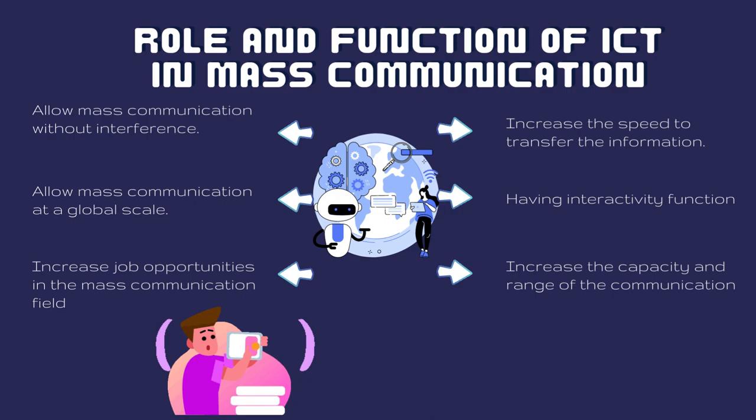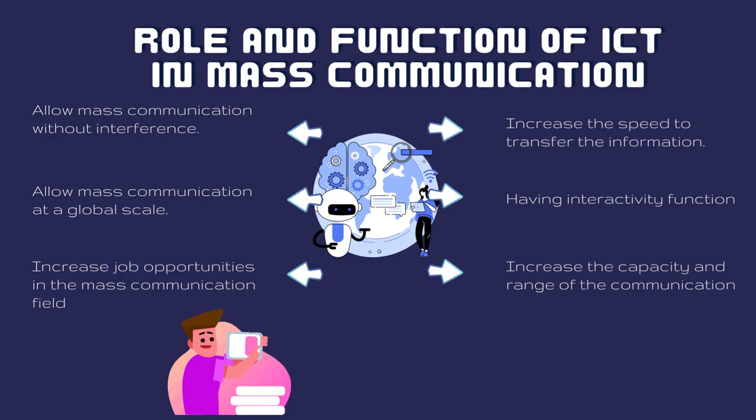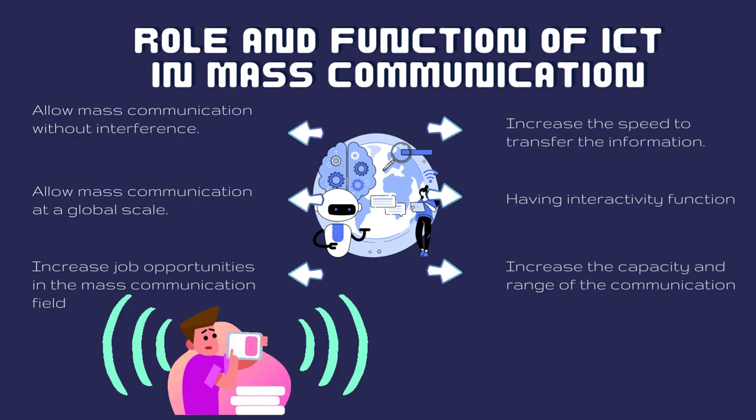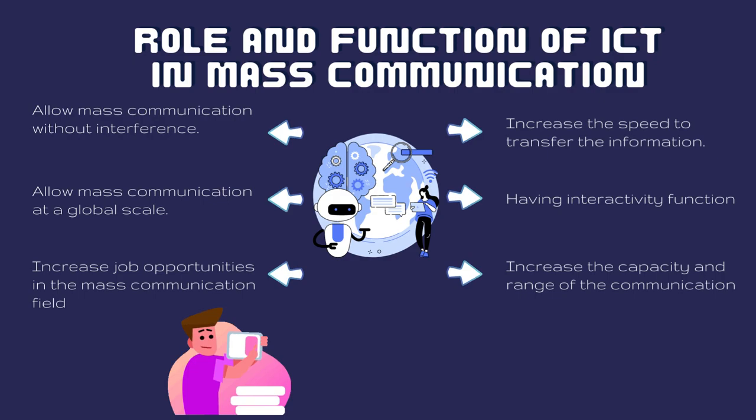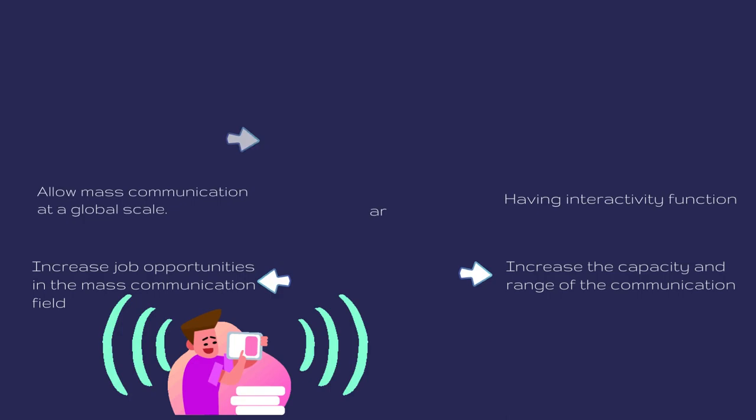I will talk about the role and function of ICT in mass communication. First, the development of ICT allows mass communication without interference because people nowadays own their own smartphone or computer. Secondly, ICT allows mass communication on a global scale because it enables communication between different countries and places. Therefore, we can learn the culture of other countries easily. Next, it also increases job opportunities in the mass communication field.